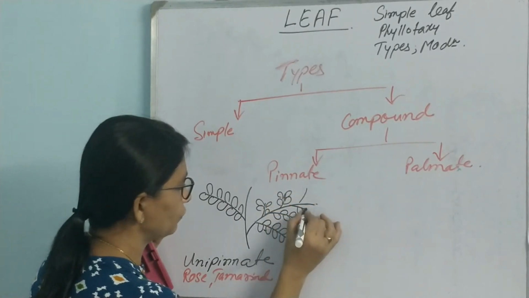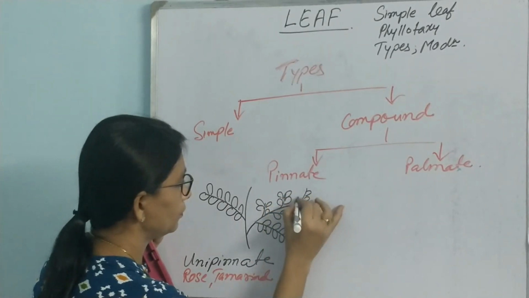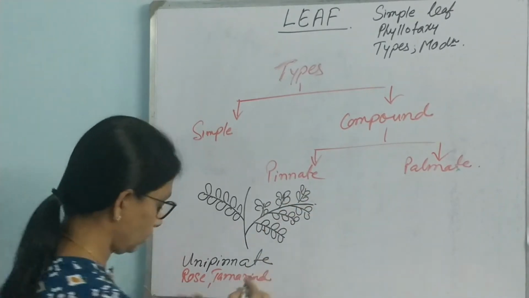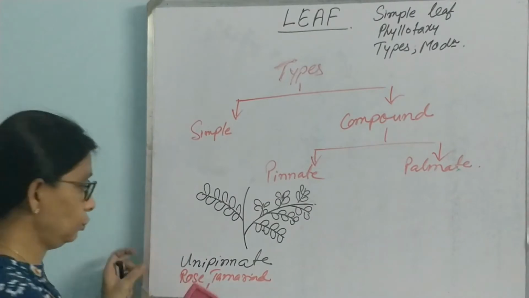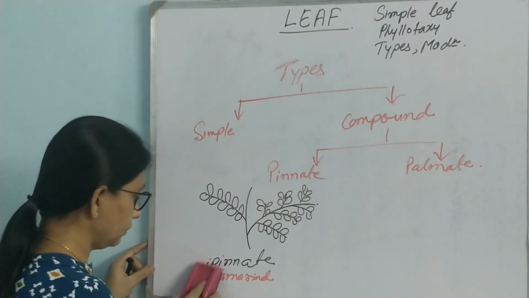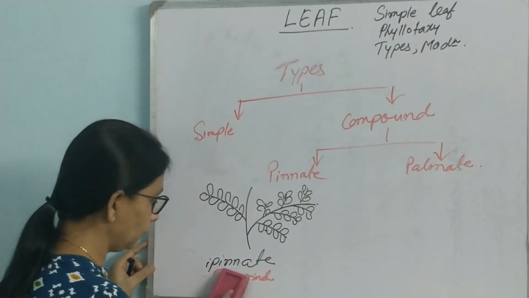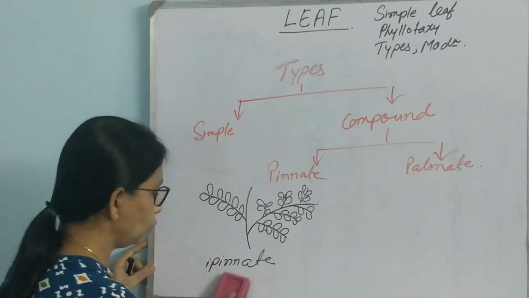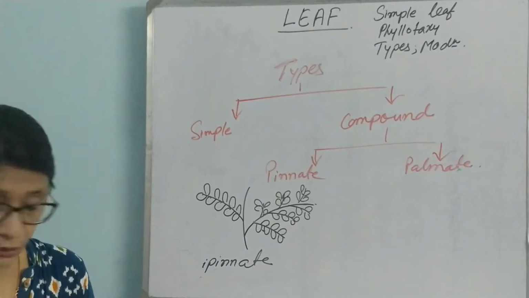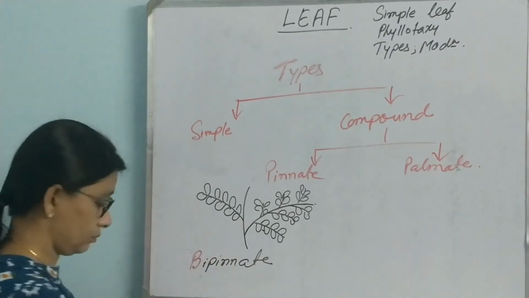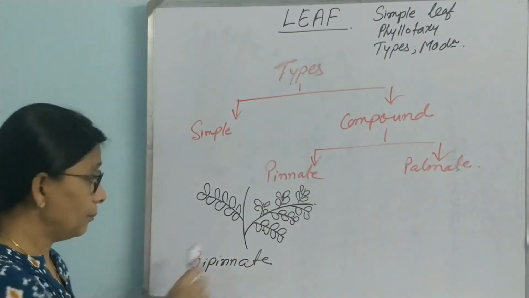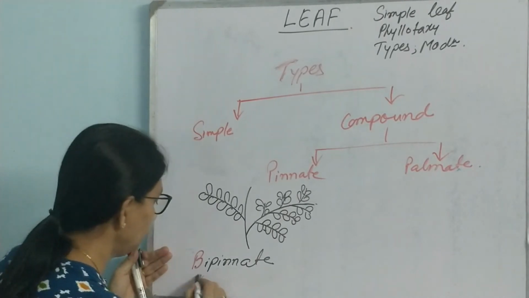This type of leaf is found in touch me not. So whenever you find touch me not, you touch it and close the leaflet, isn't it? So next time, just have a closer look at touch me not. They are bipinnate. I'm writing with red so that it stays in mind. Bipinnate. Example is touch me not.